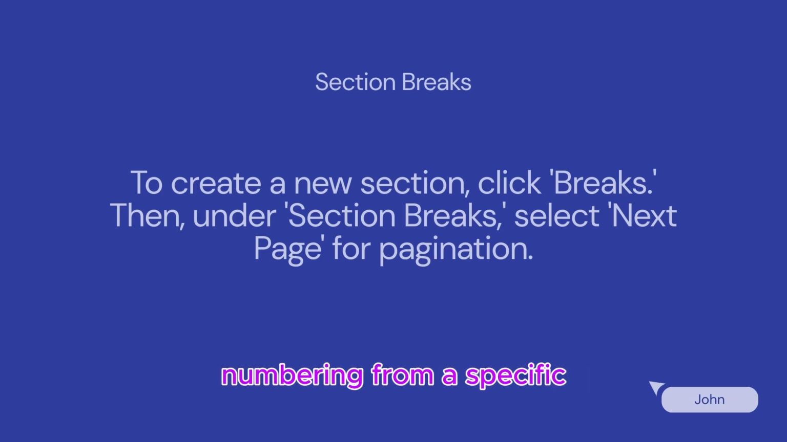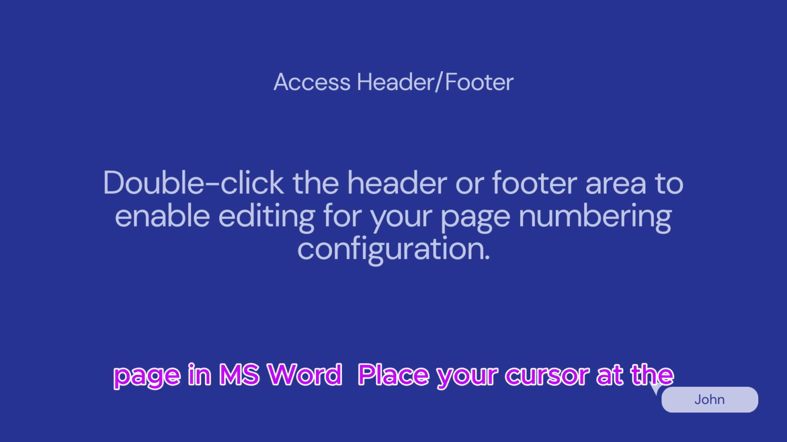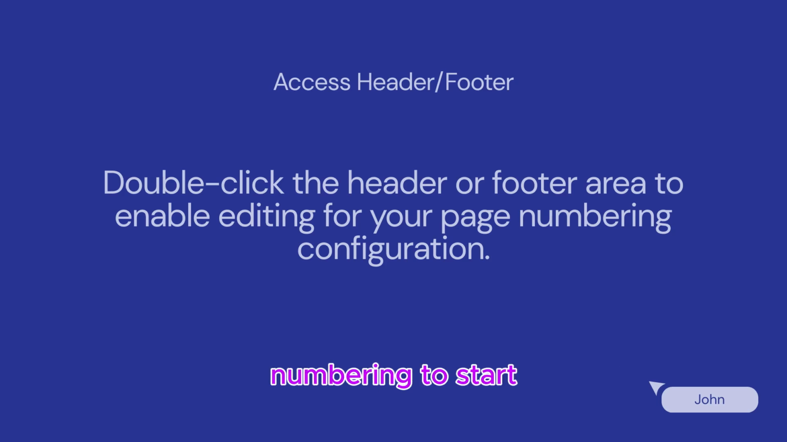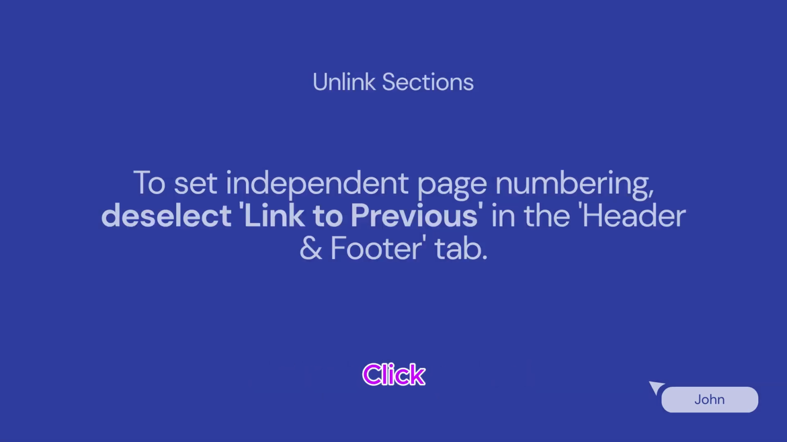Let's start page numbering from a specific page in MS Word. Place your cursor at the beginning of the page where you want numbering to start. Go to the Layout tab, click Breaks. Under Section Breaks, select Next Page.